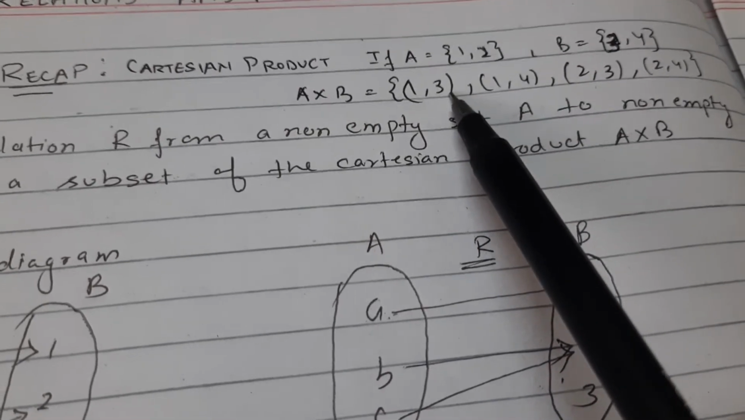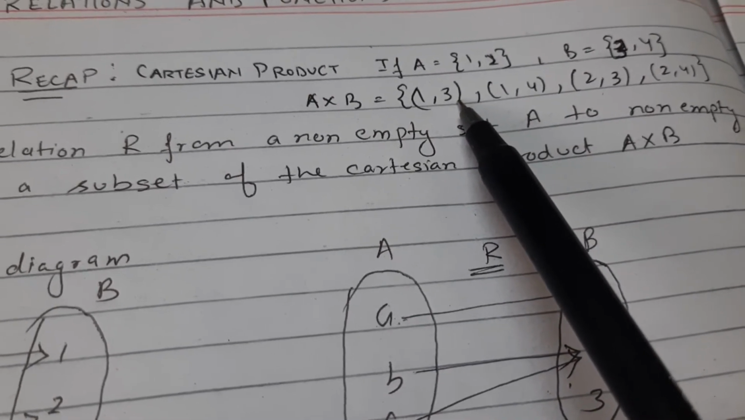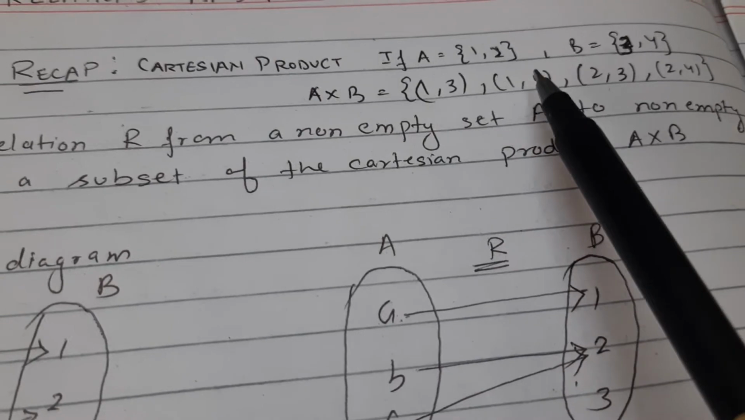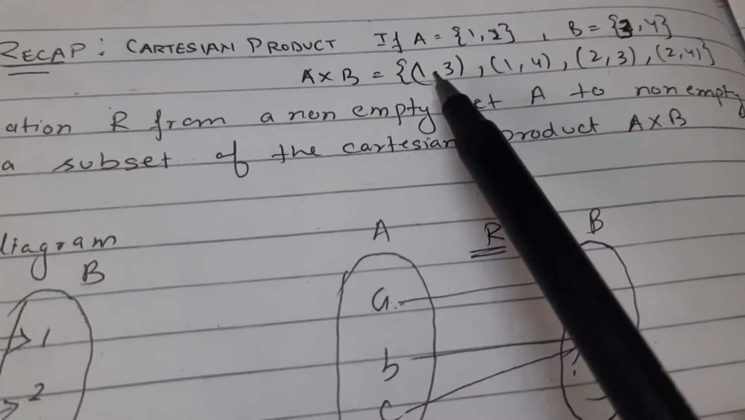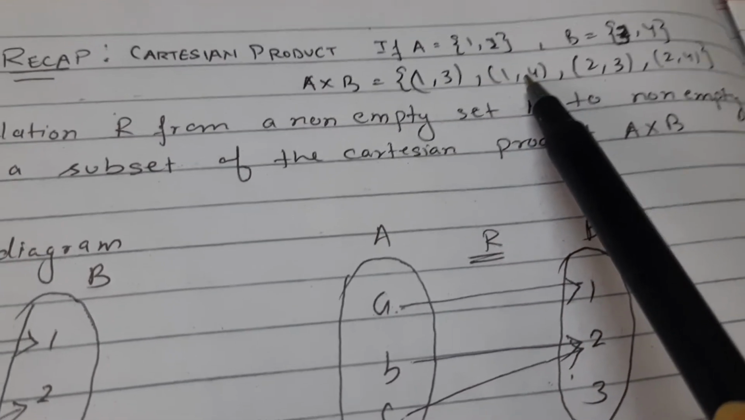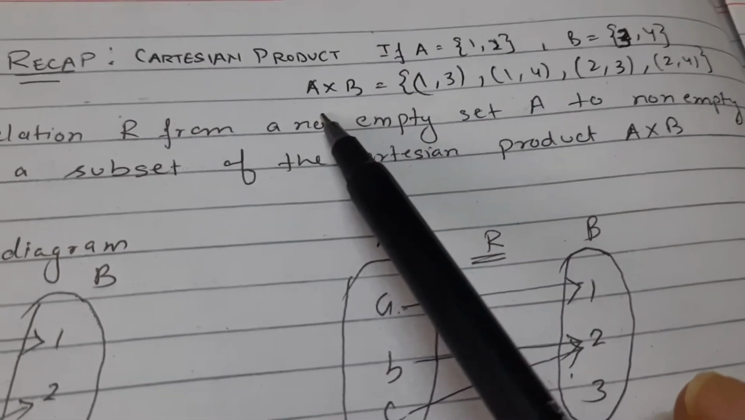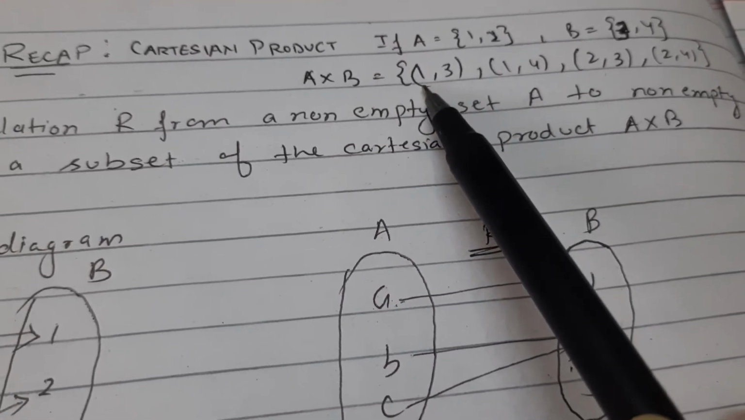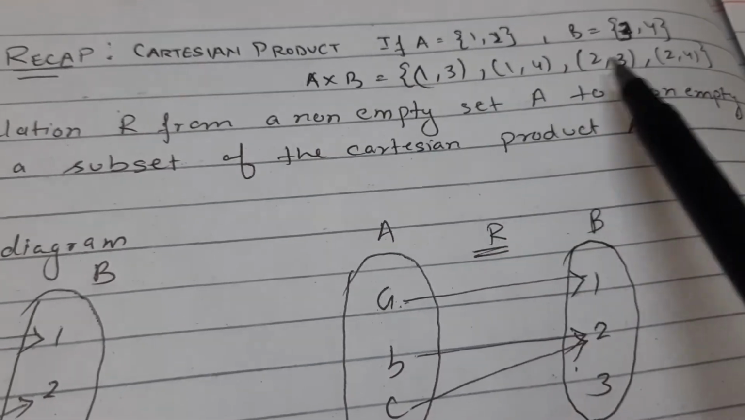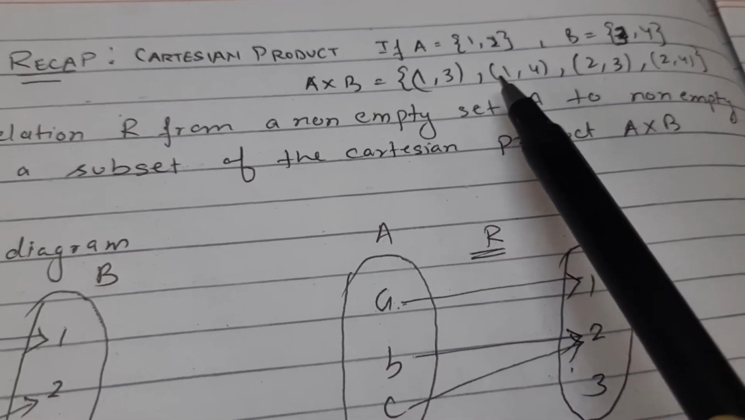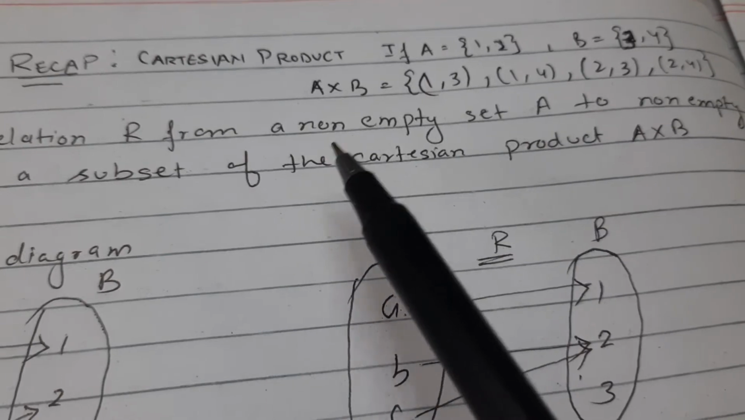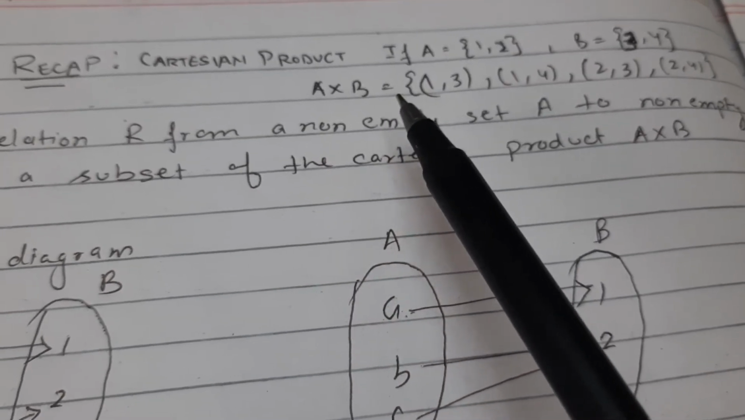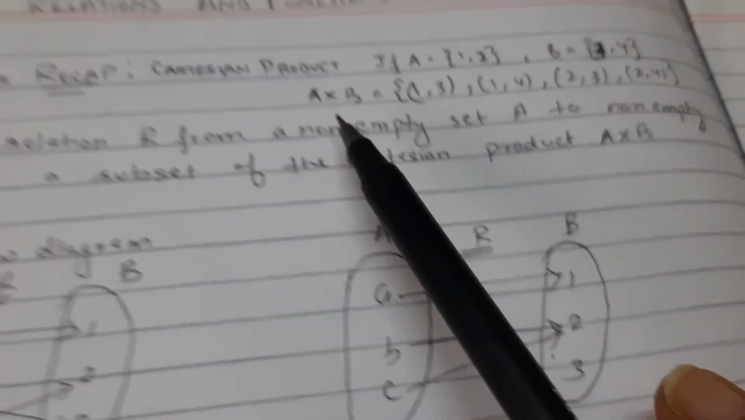It can be a singleton, (1, 3), which is considered as one element, or it can be two elements, (1, 3), (1, 4). It's also a subset. The null set is also a subset of A cross B, so that is also a relation. The universal relation, which contains all the elements, is also a subset of A cross B. So any subset of A cross B will be a relation.